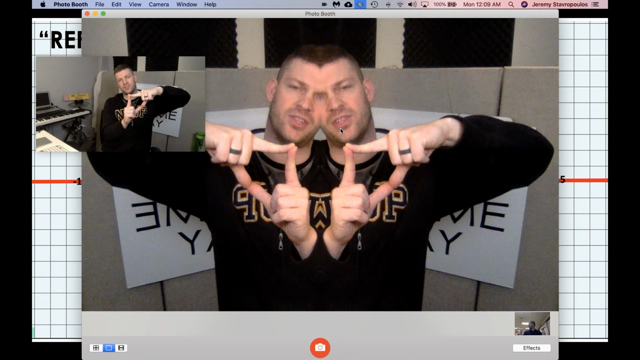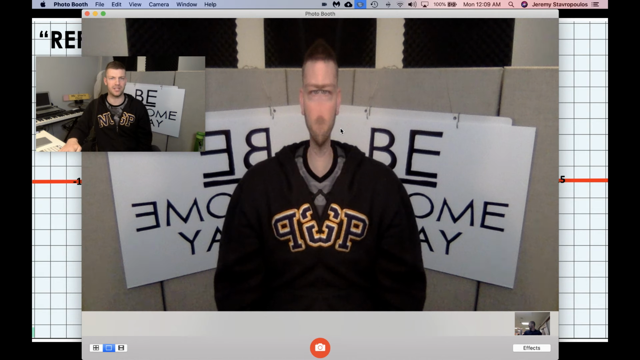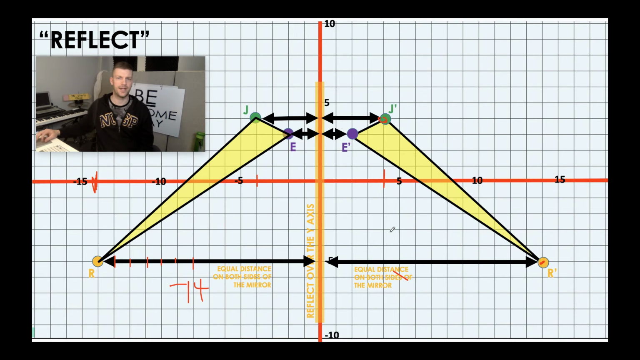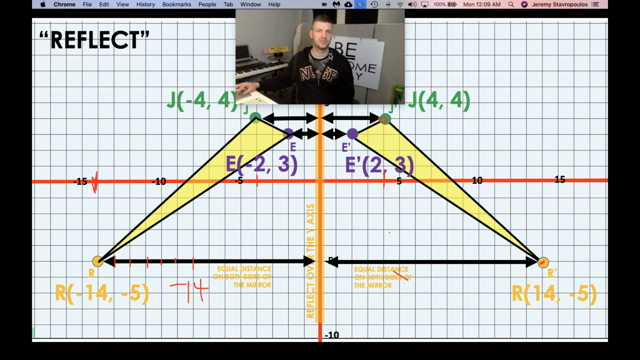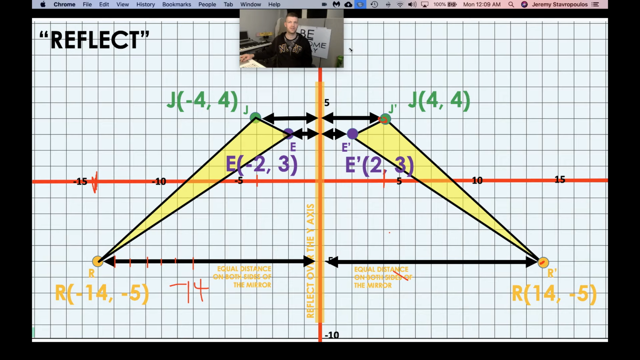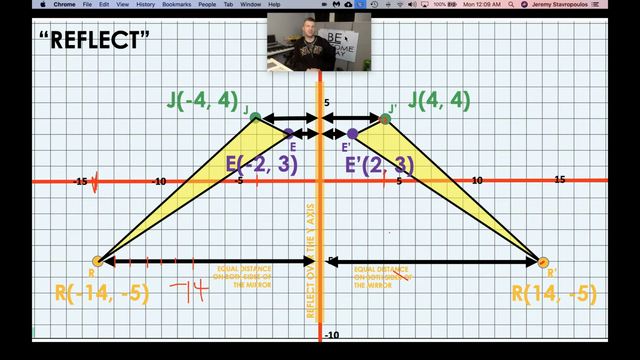Can I make a triangle? Triangle. Okay, there it is. They're reflected across that mirrored point. And you can add in all of your Cartesian planes.